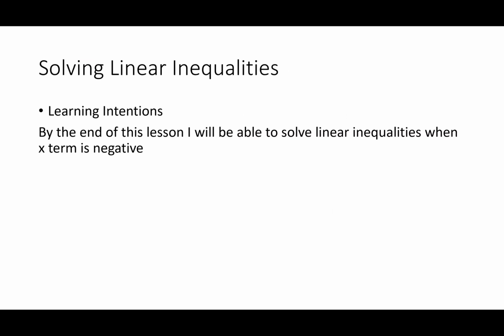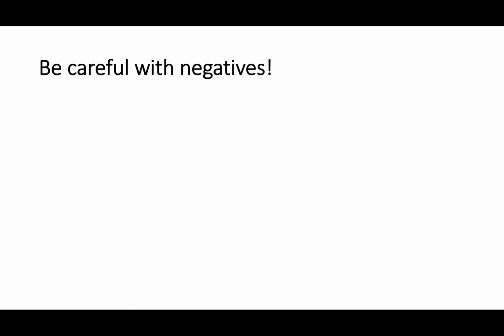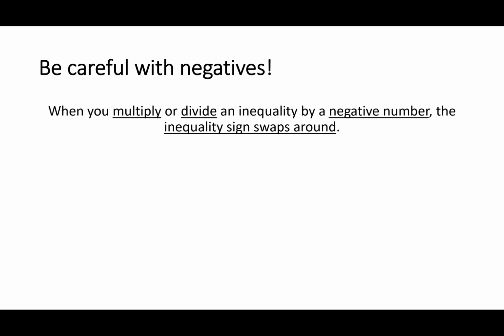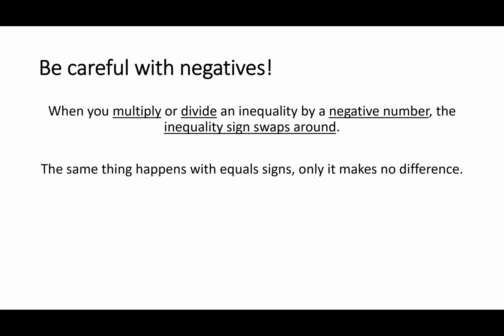Let's look at when we have to solve linear inequalities when the x term is negative. Be careful with negatives. When you multiply or divide an inequality by a negative number, the inequality sign will swap around. The same thing actually happens with equal signs, only it makes no difference. So if you have to divide by a minus number, you need to flip your inequality.